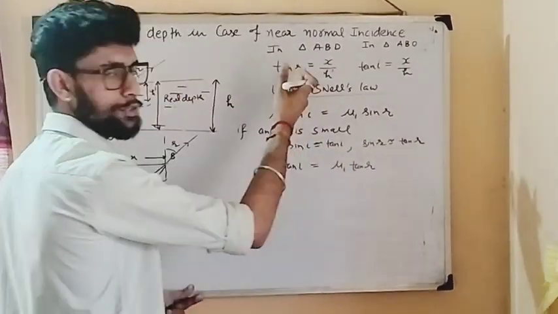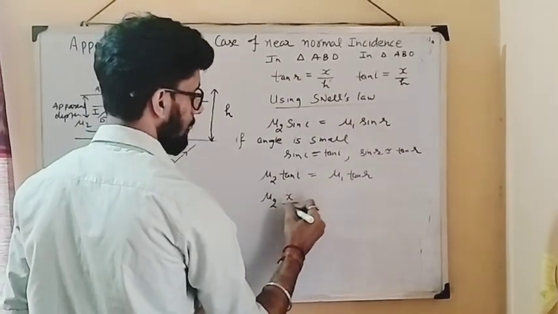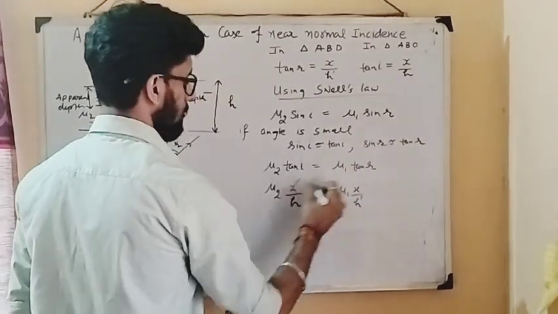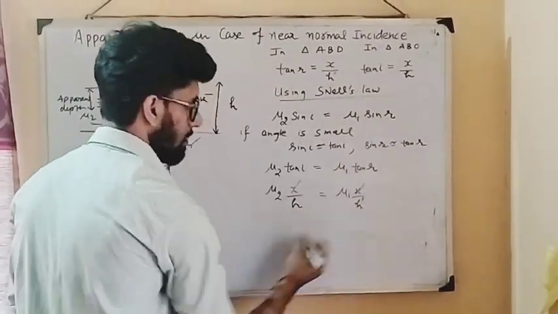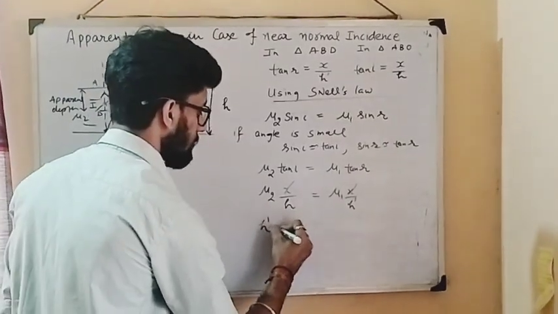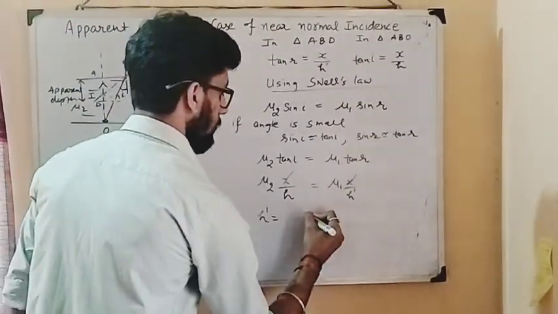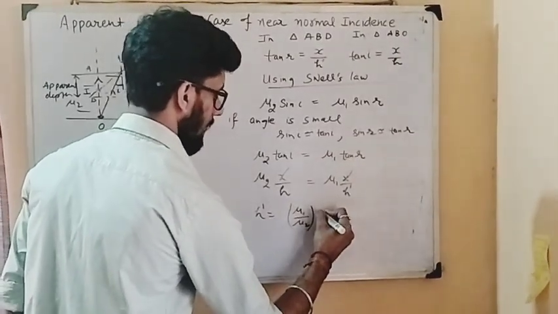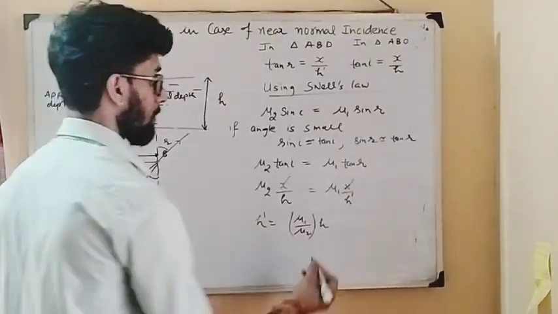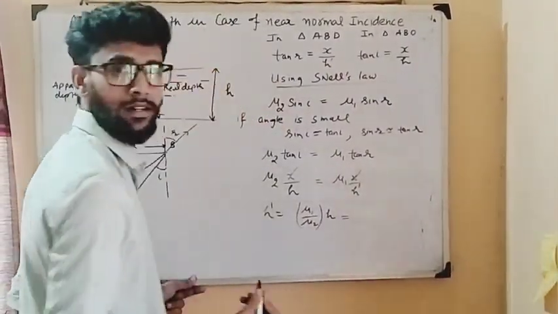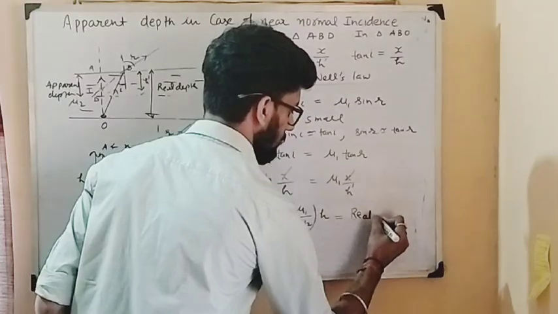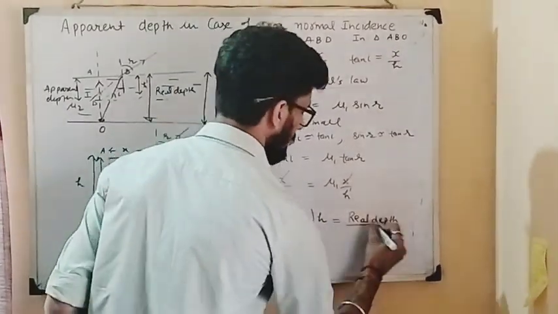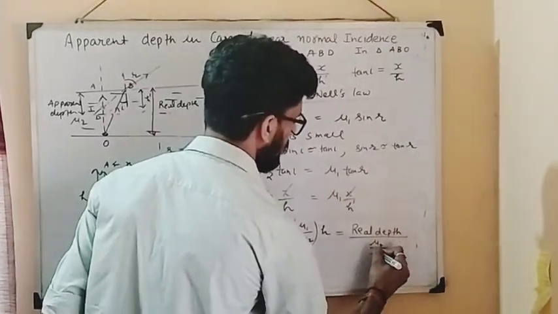or mu2 tan i, we can put the value from over here, tan i equals x upon h, is equal to mu1 x upon h dash. So from here we can get that h dash, which is your apparent depth, is equal to mu1 divided by mu2 into h. That can also be written as, h is your real depth, real depth divided by mu2 upon mu1.